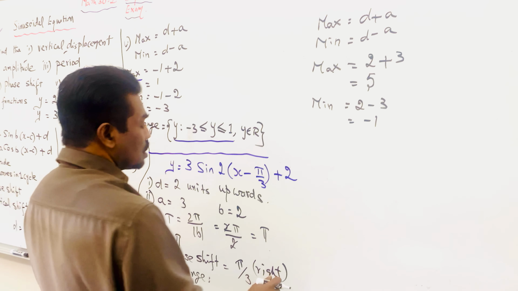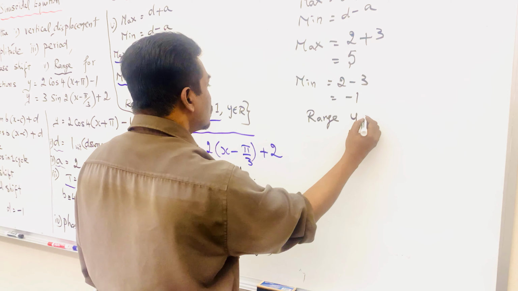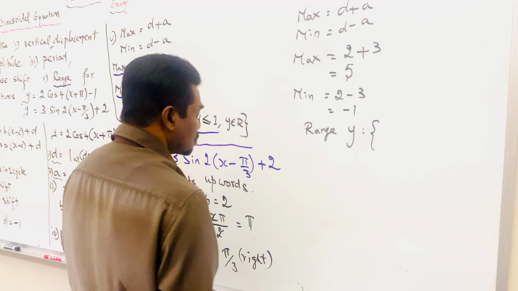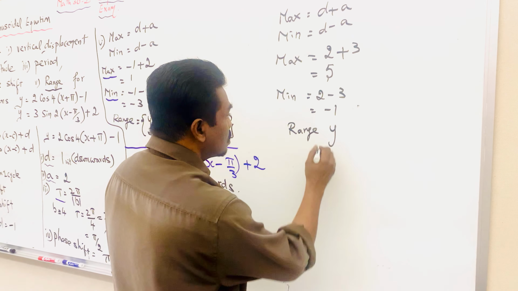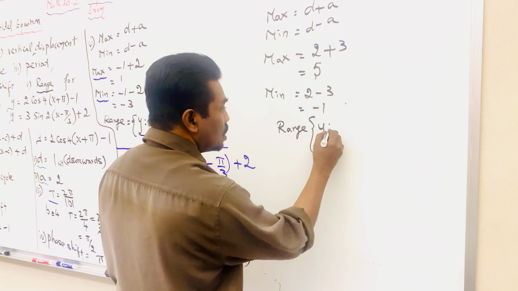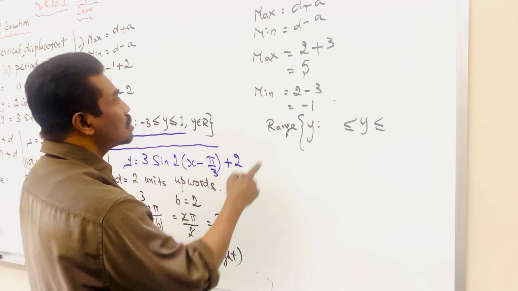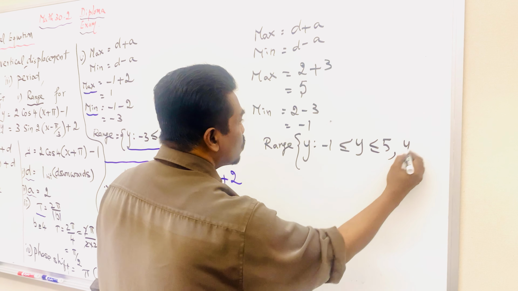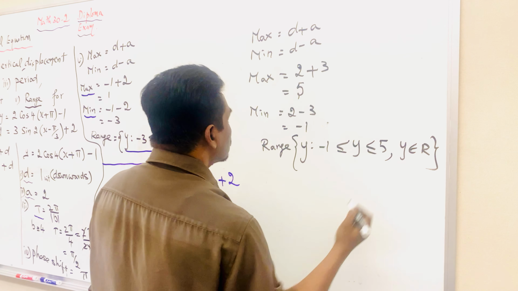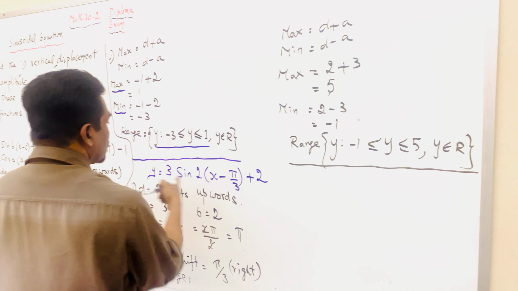Now we can write the range. So range equals Y such that, so I have to put the bracket outside, sorry. Y is such that greater than or equal to, less than or equal to, so the minimum value is -1 here, and the maximum value is 5, and Y is an element of real values. That's all. So we have grabbed all the information from the given equation.